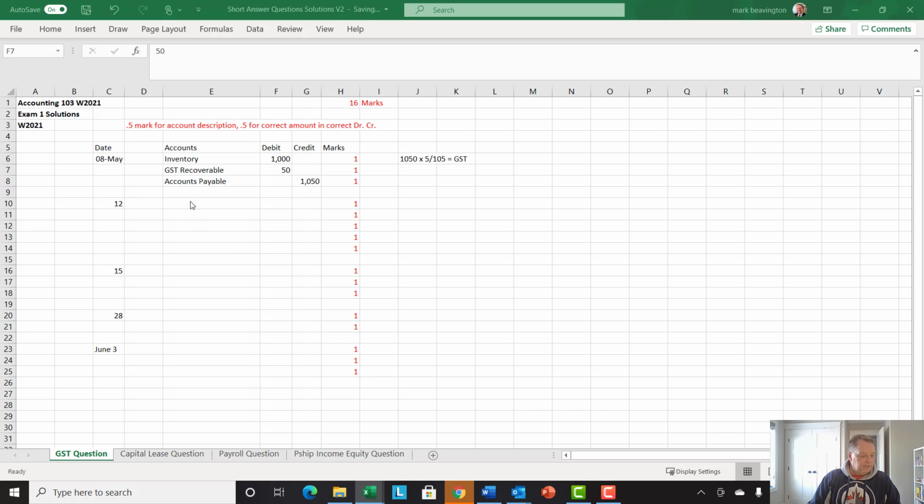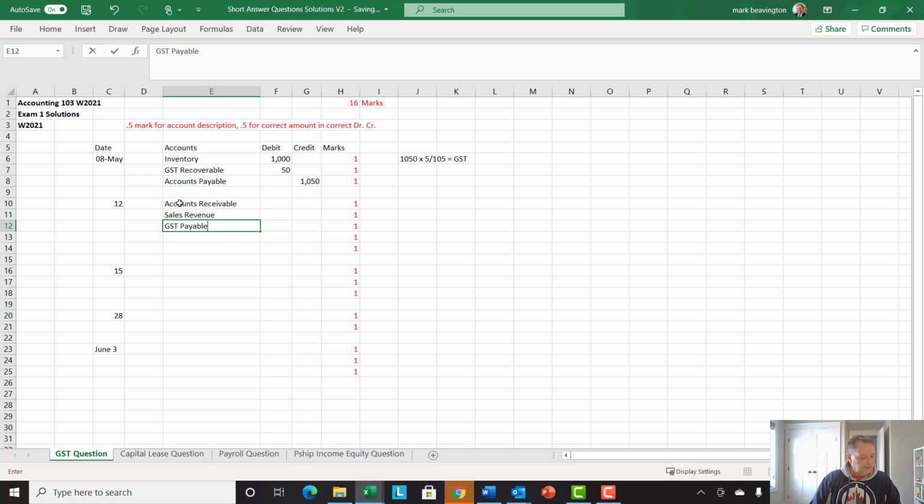Second part of the entry is they sold merchandise on the 12th of May to Johnstone store for $3,000 plus applicable GST. So that's fine. We've got a sale and it's been sold on account. So that means accounts receivable is going to be one of our accounts. And we know that we're going to have sales revenue for sure. And we're also going to have GST payable. We're going to collect some GST and we're going to need to send it.